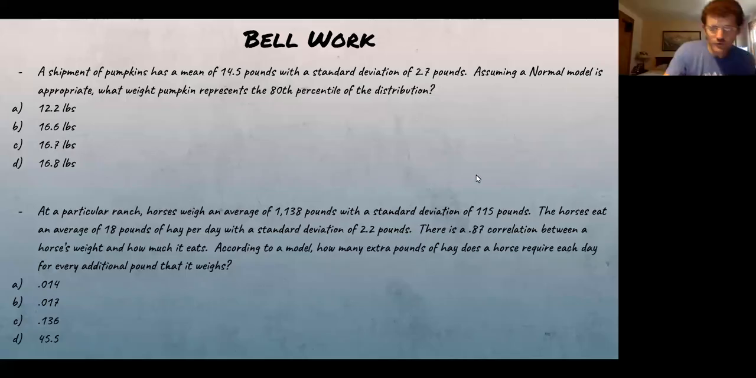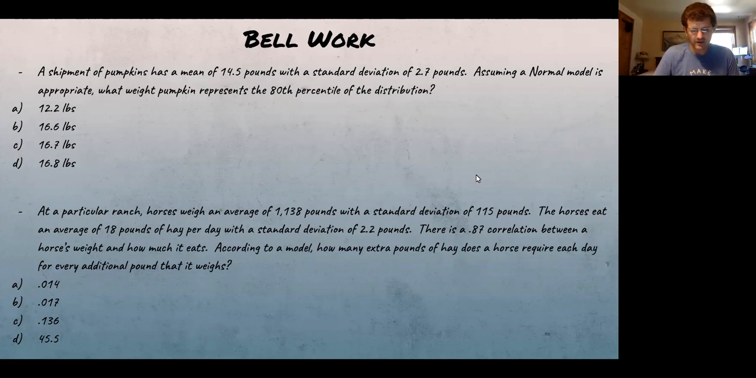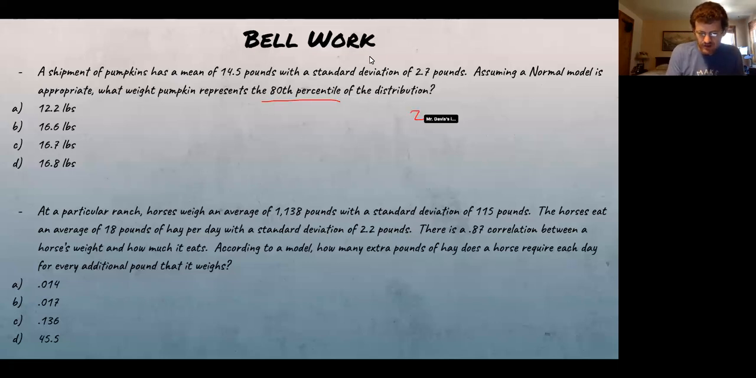Okay, so the first one is going back to last unit, and we've got a shipment of pumpkins, mean of 14.5 pounds, standard deviation 2.7. What weight pumpkin represents the 80th percentile of the distribution? So this is an inverse norm problem, because you can see right here that the percentile is given. So remember, you're going to have your z-score, x minus mu divided by the standard deviation. In this case, I don't know what that x value is.